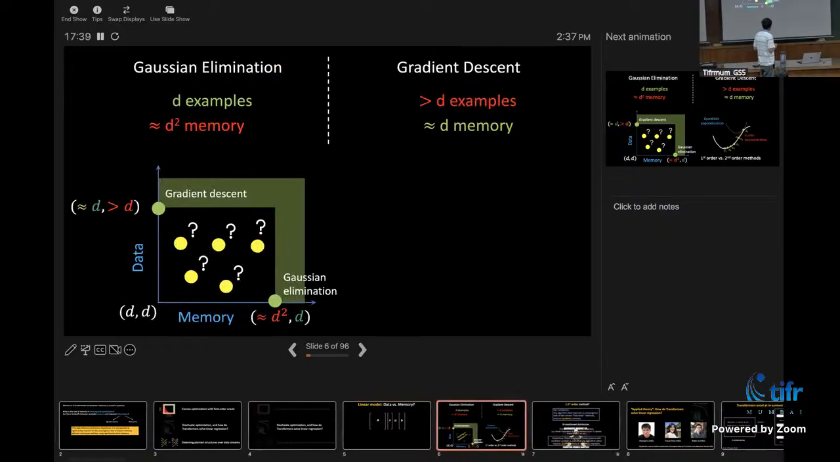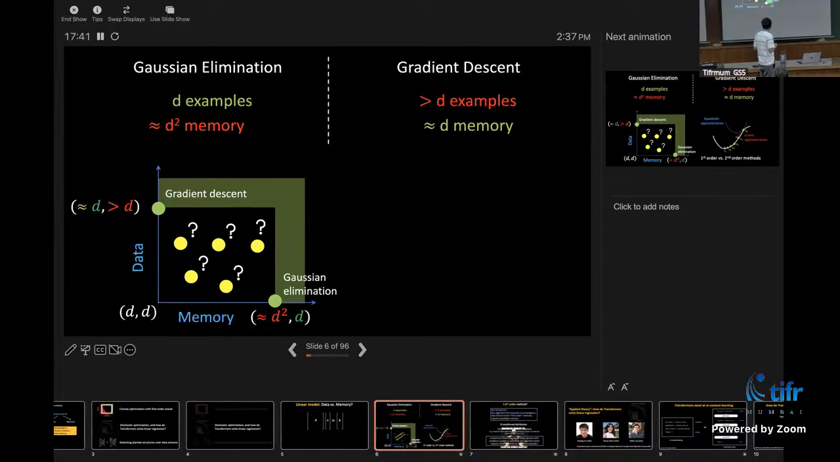So you can do a few different algorithms here. You could do something like just Gaussian elimination, which is basically just solving the linear system in D dimensions, store D examples, D squared memory. You can do gradient descent, which will require more examples, but only D memory. And we were trying to understand if there is a trade-off here.